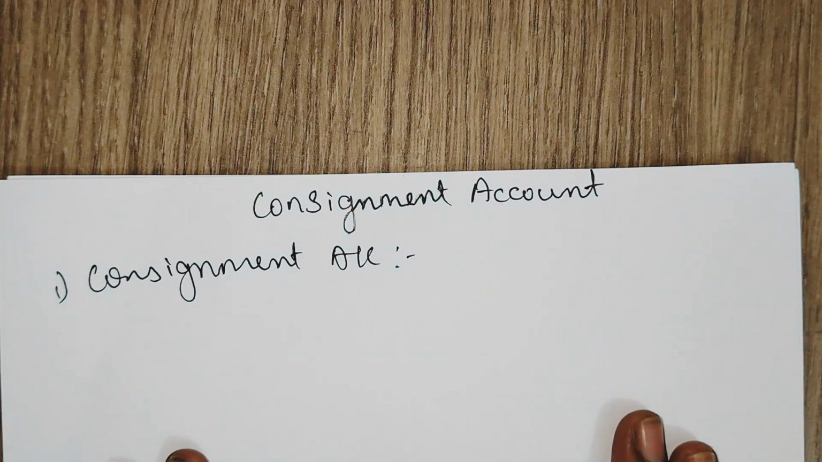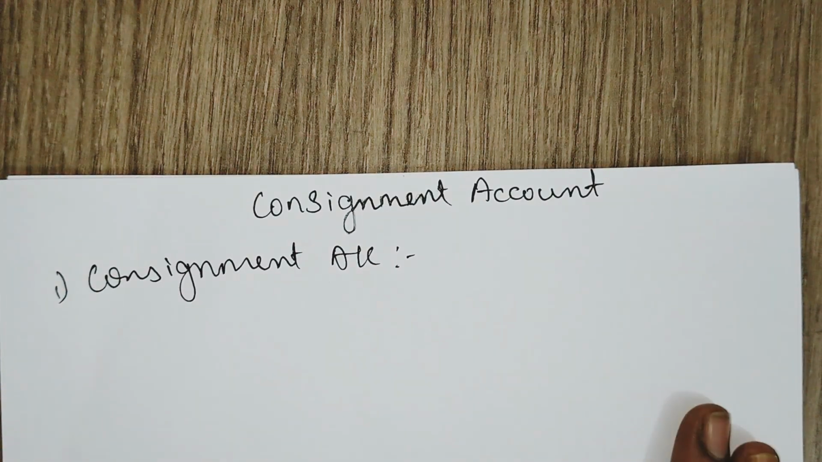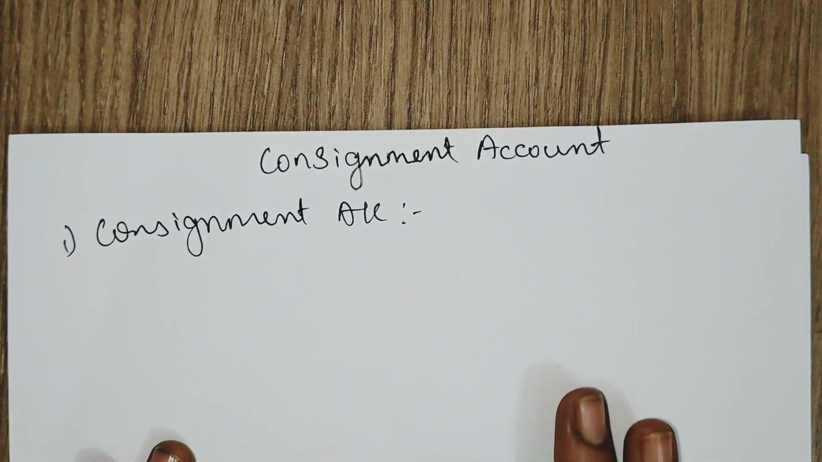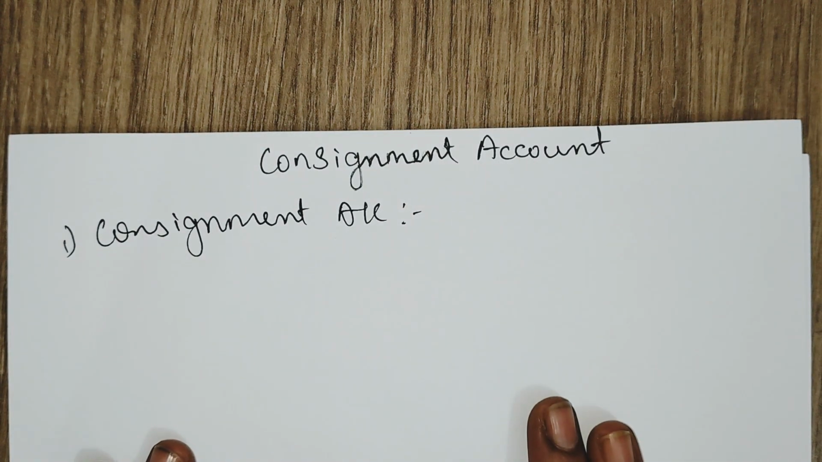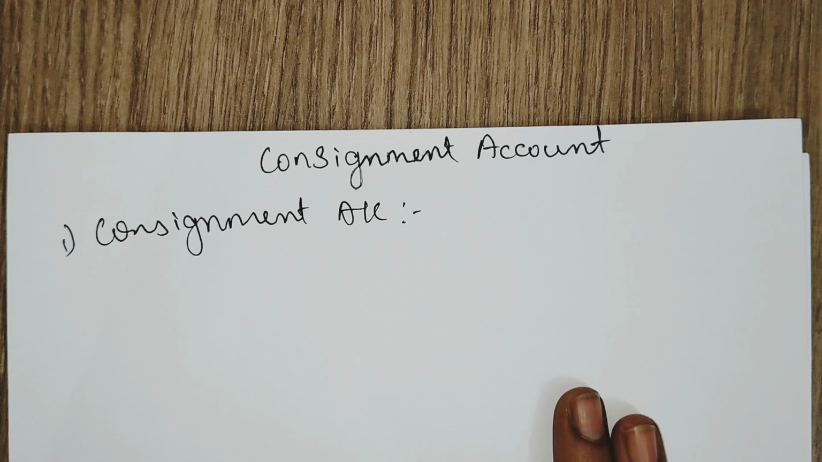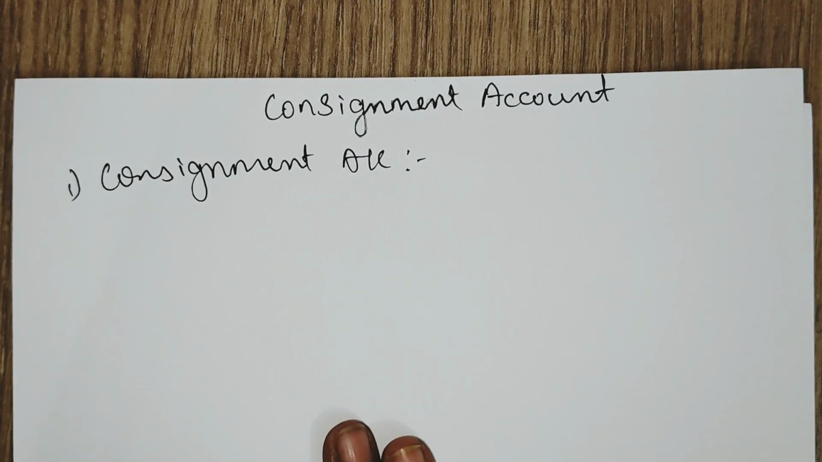In the consignment account, there will be two sides, debit side and credit side. On the debit side, we record opening stock with the consignee, goods sent to the consignee, expenses of the consignor and consignee, and commission paid to the consignee. If there is a profit, that will be recorded on the debit side.